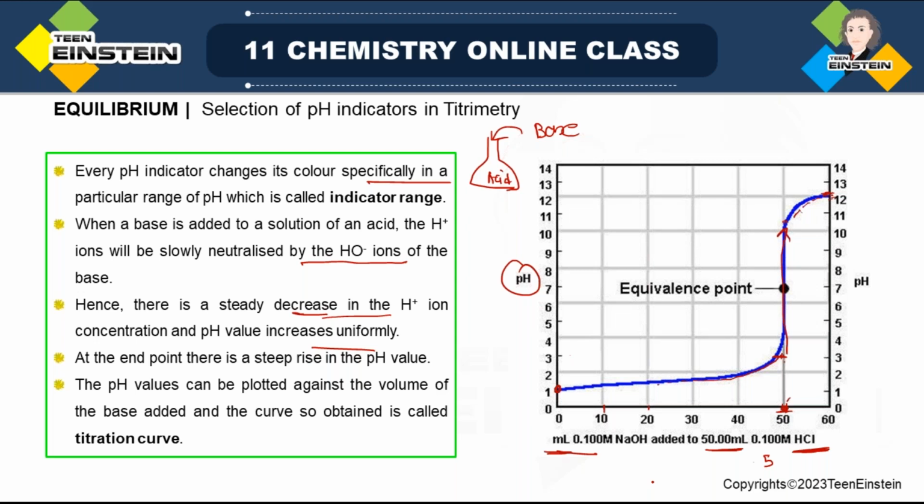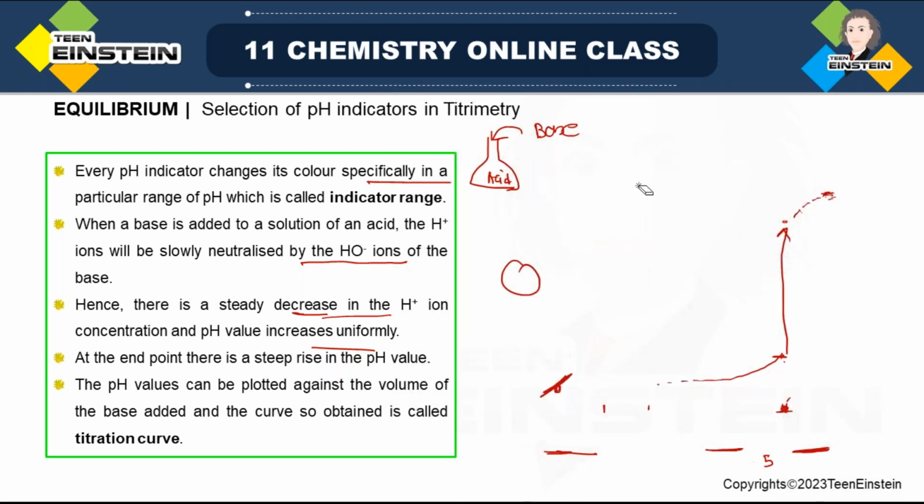Now mostly you will see we take the volume of base on the x-axis and pH on the y-axis. But you should also know that if you do the reverse, that is, if you take base in the conical and you are adding acid gradually, obviously the situation will be reversed. As you can see, initially the pH is low and gradually it is increasing because you are adding base. But if you do the reverse, the pH will be very high when you start the titration, and gradually it will decrease as you increase the amount of acid HCl. So that graph also we will see.